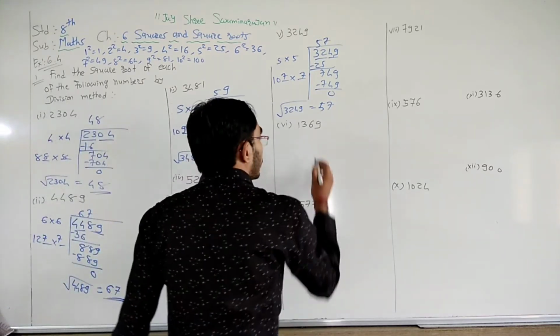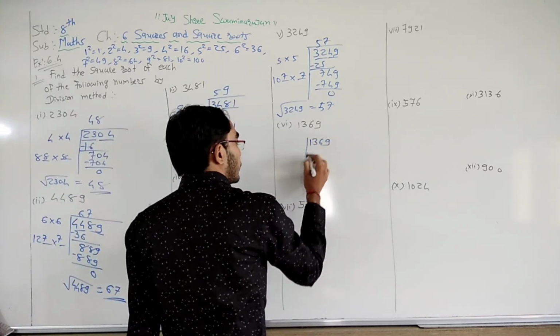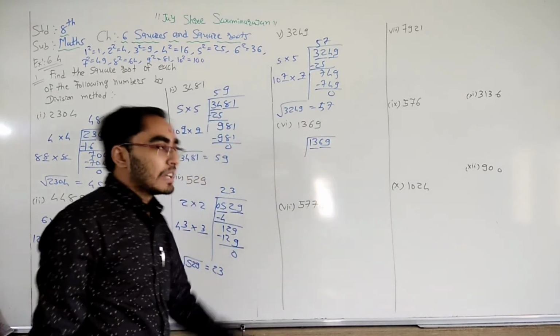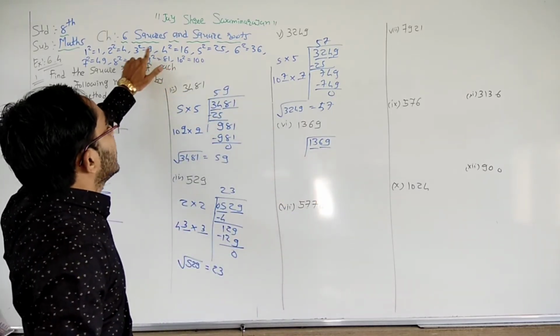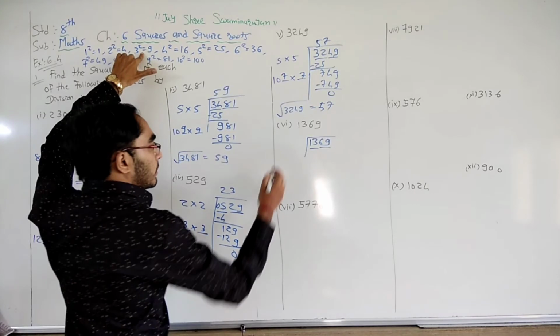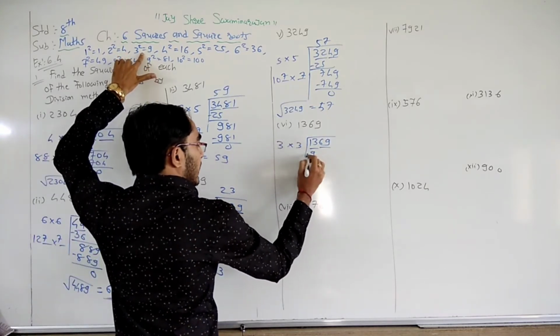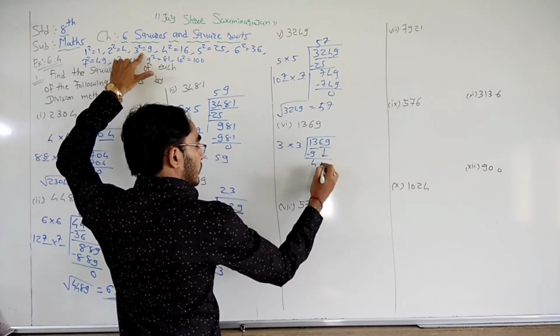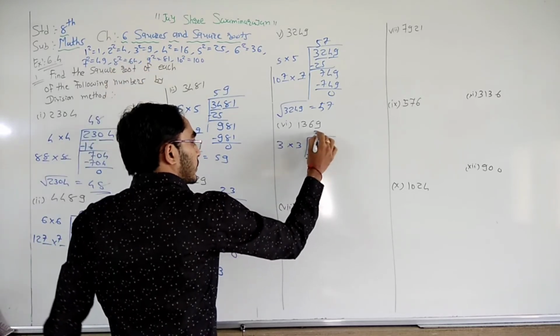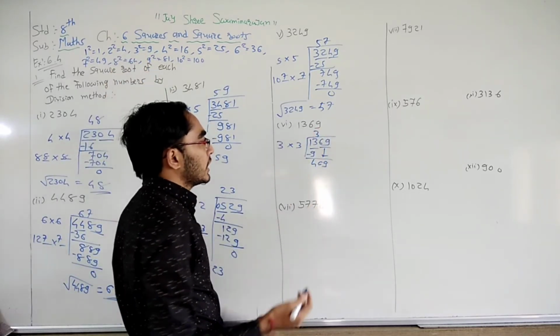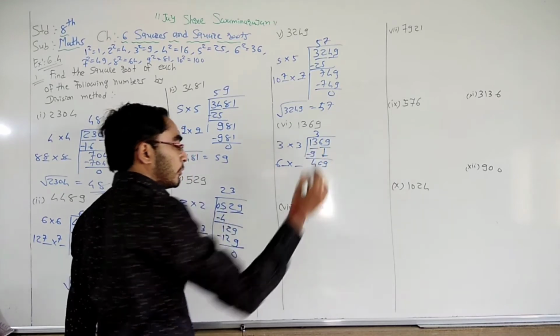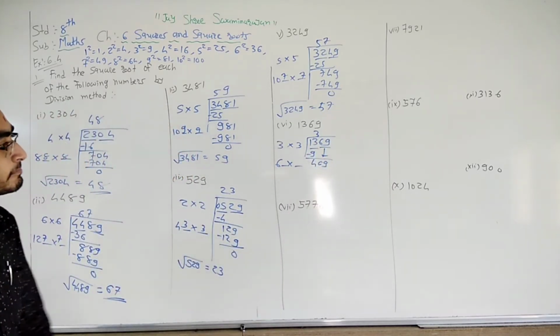Now 1369, so the square root of 1369. First of all, make the pair of two digits. 13 lies between 9 and 16. Out of that we need to take the smaller number, so 3 3s are 9. Now remainder 4, and 69 comes here. This 3 we need to put here as well. Now 3 multiplied by 2 is 6, one space blank, one space blank. Okay.